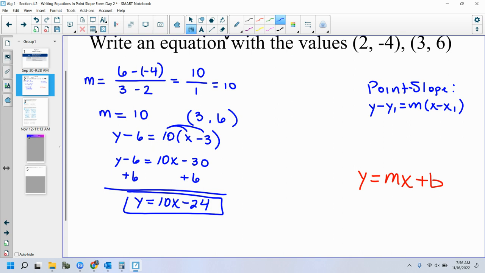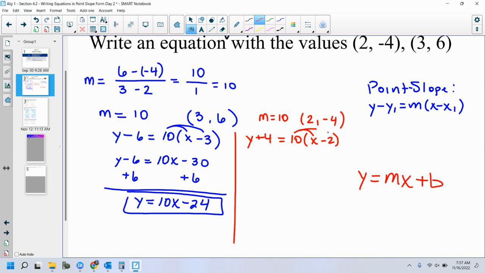No. And I think it might be good, we got some time today, to point out: what if I did not use 3, 6? What if I used 2, negative 4? M is 10, and we got 2, negative 4. Well, that would be y. Now, you got to watch out. That's y plus 4 is equal to 10 times x minus 2.